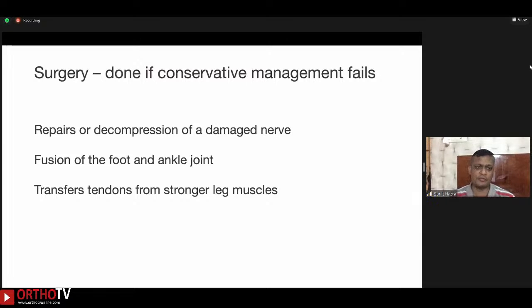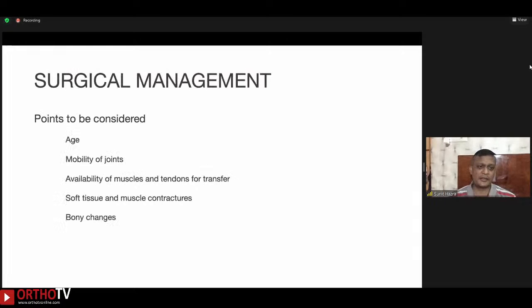Like in any peripheral nerve injury, the surgeries can be divided into repair or decompression of the damaged nerve, or you can discuss fusion of the foot and ankle joint to prevent any further deformities, or you can do some tendon transfer for the stronger leg muscles. Points which need to be considered before doing any surgery are the age of the patient, the status of the joint, whether it is supple or there is any stiffness or deformity developing, what muscles are available for the tendon transfer, the condition of the skin and soft tissues, and what the bony changes are, any severe osteoporosis or bony deformity developing or not.